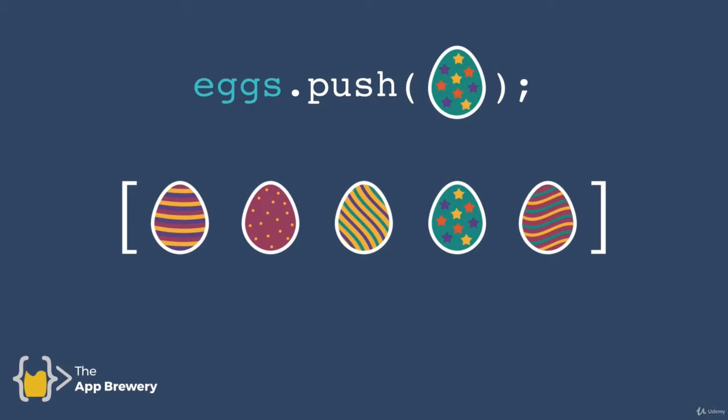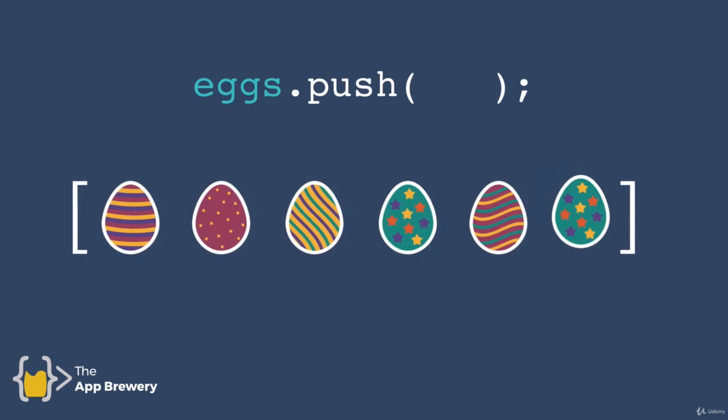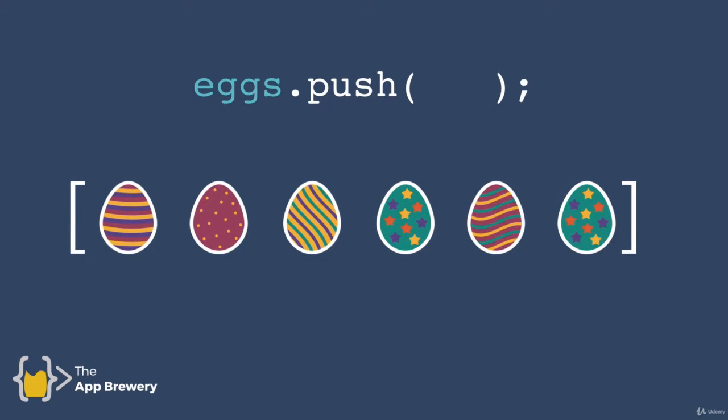Now, the important thing to remember about push is that it always pushes the item that you have in the parentheses to the end of the array. It doesn't push it in randomly into the array or at the beginning. It's always tagged on at the end. And this is a really easy way of adding new items into your array as needed. So in our case, adding first 1, then 2, then 3, then 4, etc.